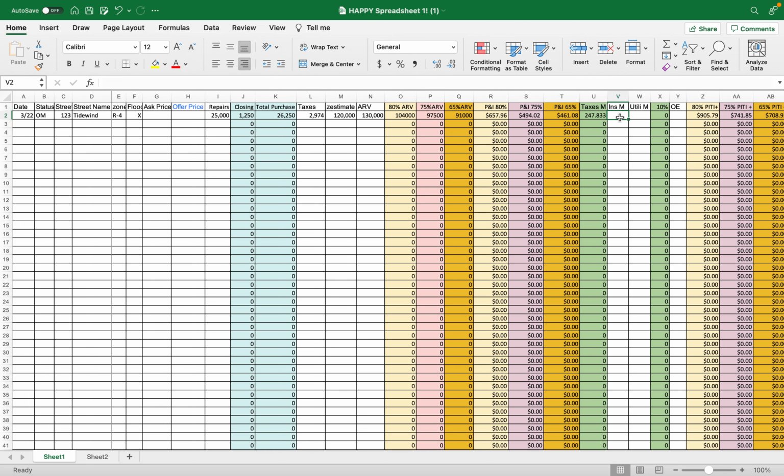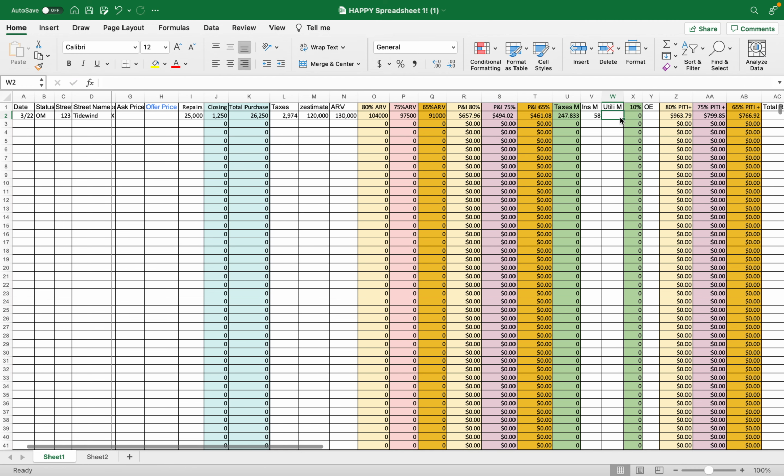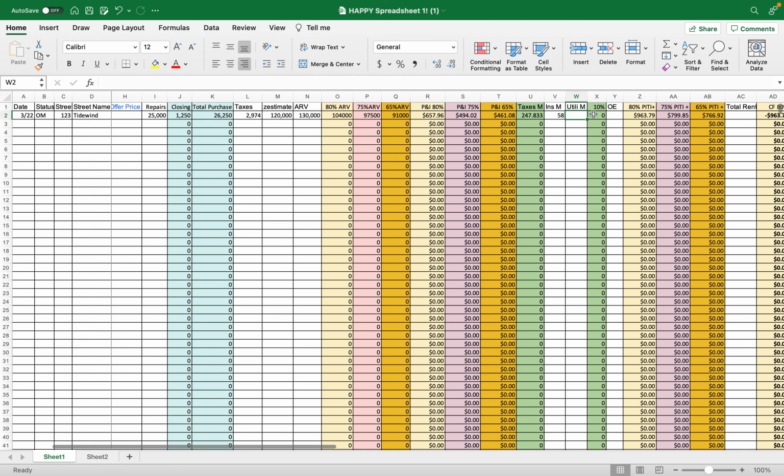So I know my insurance for this property is $58, and I know that because we've been using our insurance agent for a long time, and so we know approximately how much each property is going to be insured for. So I would recommend just talking to your insurance agent and getting an estimate on approximately how much insurance would be per door, so that way you have a number to use when you're analyzing properties.